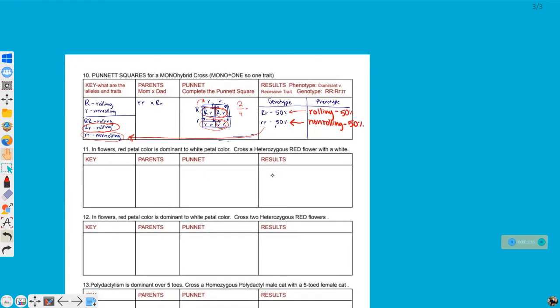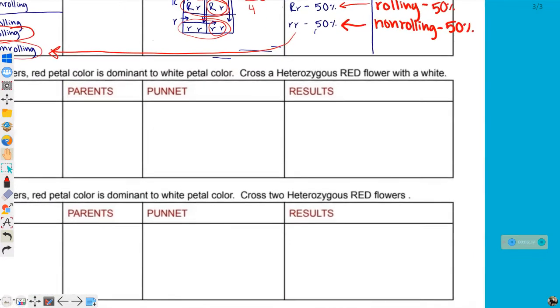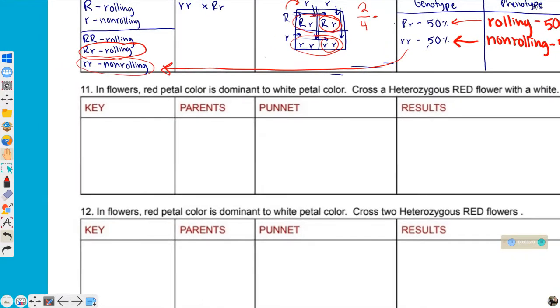Next one, we're talking about flowers, different petal colors. Okay, this time we're going to make another key. We're going to use R again. You can use whatever letter you would like. It really helps if you pick a letter that has the uppercase and the lowercase look pretty different. Otherwise, it can get a little bit confusing. So, starting off, let's do our alleles. Okay, dominant allele, it says, is red. So our big R will be red, and our little r is going to be the recessive or the white.